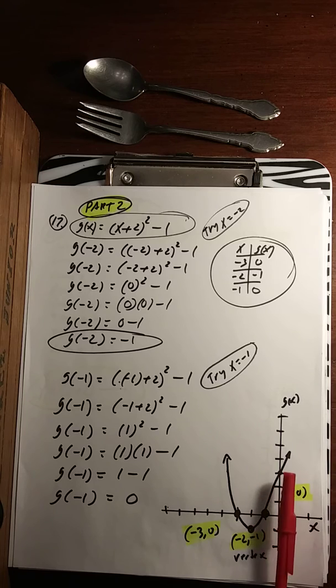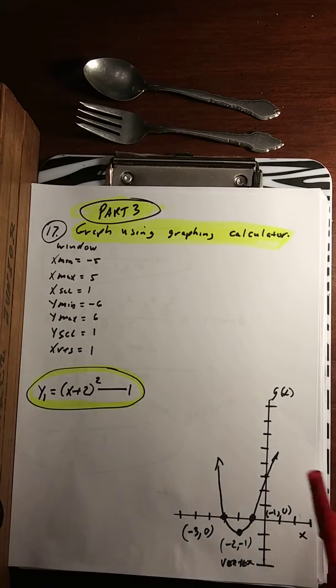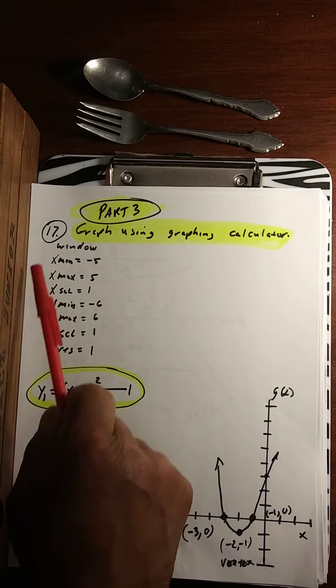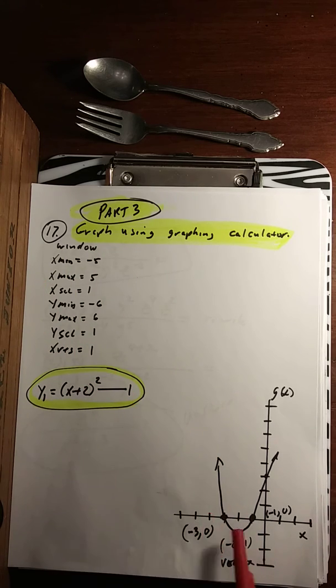There's the graph. Negative 3 is 0. Negative 2, negative 1. And then negative 1 is 0. Done. Or use a graphing calculator, set the window, and put this in there. y1 equals x plus 2 squared minus 1. Enter it. You'll get these numbers right here.